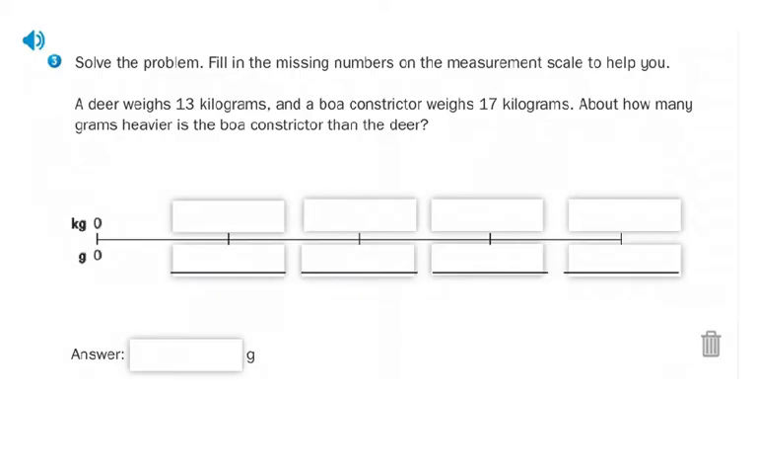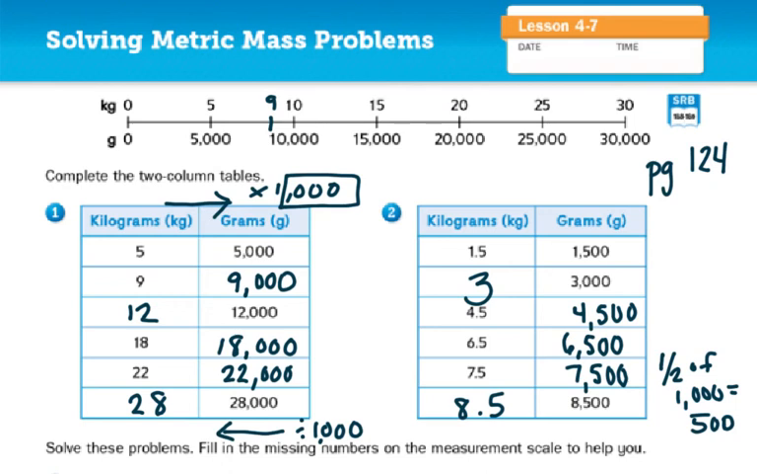Continuing on. Number 3, it says solve these problems, fill in the missing numbers on the measurement scale to help you. It says a deer weighs 13 kilograms and a boa constrictor weighs 17 kilograms. About how many grams heavier is the boa constrictor than the deer? Notice that they are talking kilograms here, but we're converting our answer to grams. So let's use the same chart as they did here.